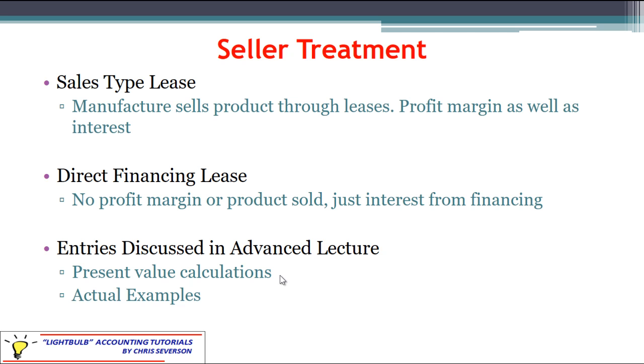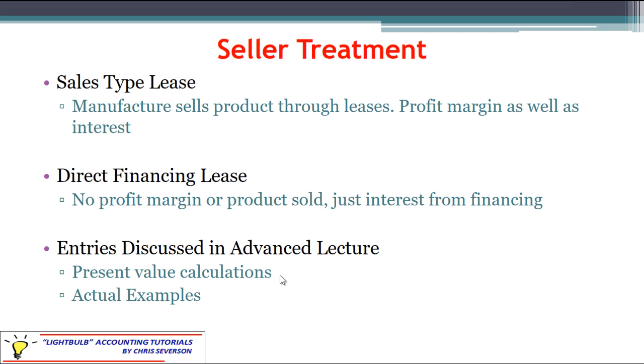Now I have one additional slide in here. This actually starts to dig into more of an advanced topic, but I want to bring it up just so you're somewhat familiar with it. For the seller, we have to take a look at how we treat this for them. We've been looking from the buyer's perspective or the lessee's perspective, but now we want to take a look at how the seller treats this.